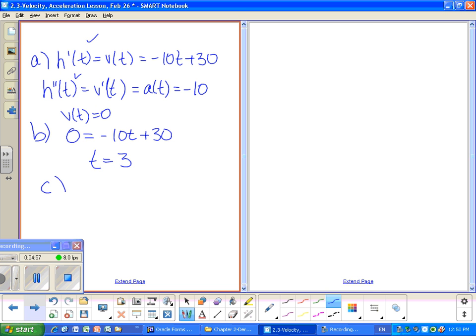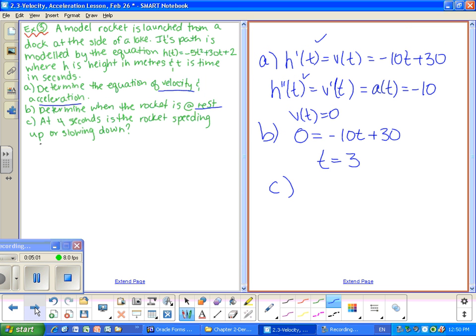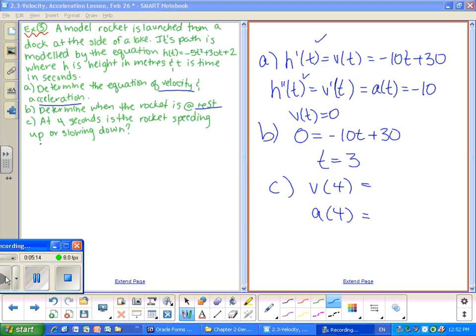So for part C, we're at 4 seconds. Can we figure out what the velocity is at 4 seconds? And the acceleration at 4 seconds? So let's substitute it in. We have negative 10.